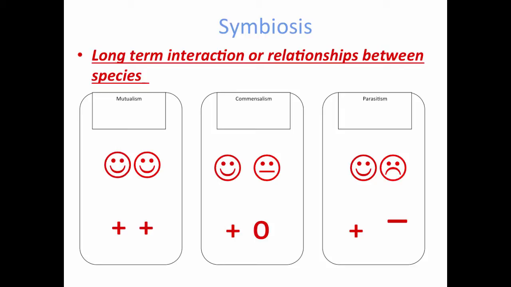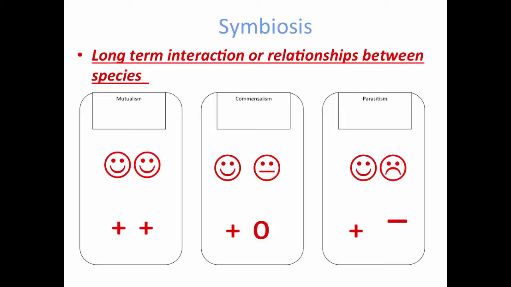The whale, however, does not get any benefit from this relationship, but it's not harmed either for that barnacle being there. Another example could be a bird building a nest in a tree. The bird benefits because it has a place to live. The tree, however, does not benefit, but it's not harmed either. So that's commensalism.